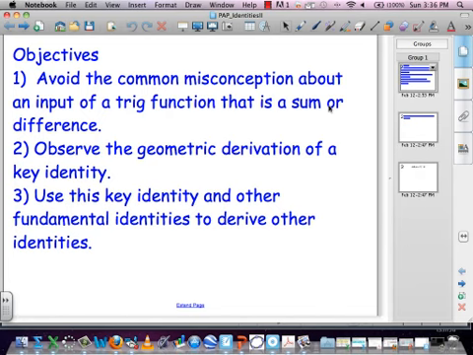And I think that's the key to this whole unit: if you can memorize only the key identities, then use those to come up with others, you'll have a lot less strain on your mind to remember the large amounts of identities that we actually have in this unit.